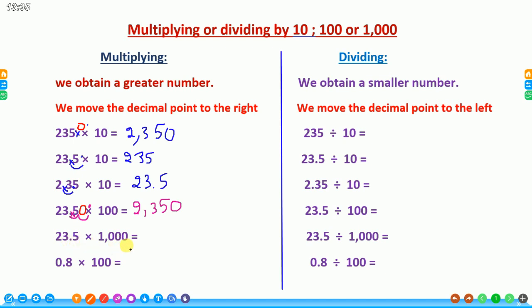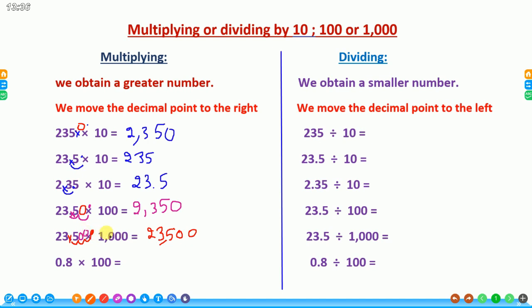23.5 times 1000. Same steps as we did before, but here we need to move the decimal point 3 times to the right. Here I only have 1 digit in the decimal part, so I need to add 2 useless zeros in order to be able to jump 3 times to the right. So now let's jump 1, 2, 3. The decimal point will be after the second 0. And the answer is, I write the digits, 23,500.